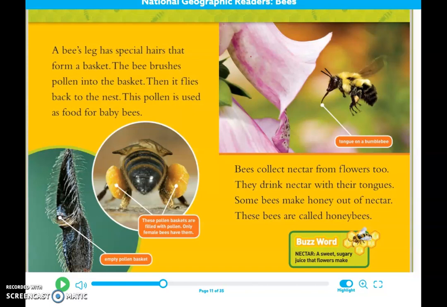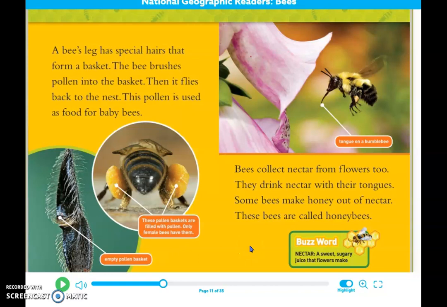A bee's leg has special hairs that form a basket. The bee brushes pollen into the basket. Then it flies back to the nest. This pollen is used as food for baby bees. Here's an empty pollen basket. Here, these pollen baskets are filled with pollen. Only female bees have them.